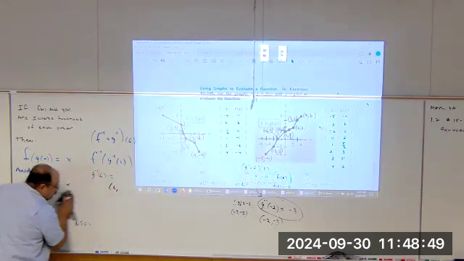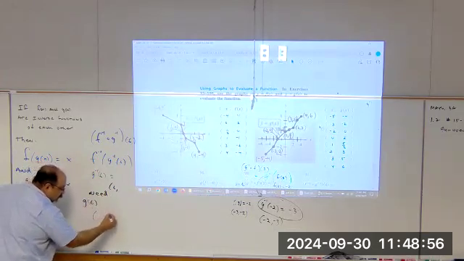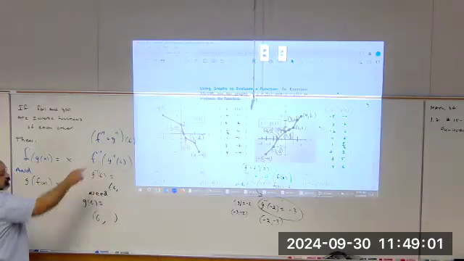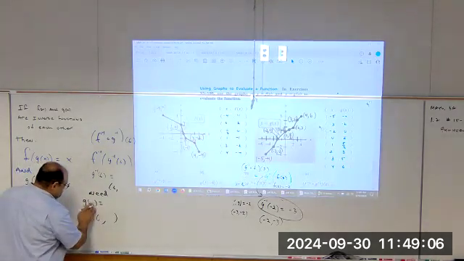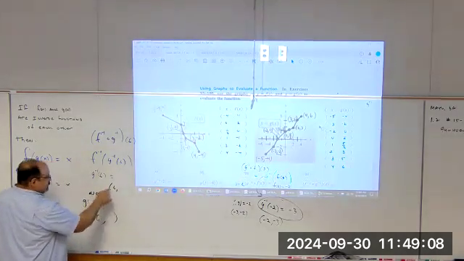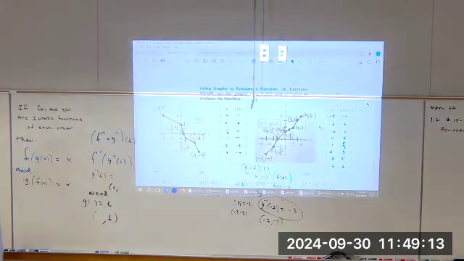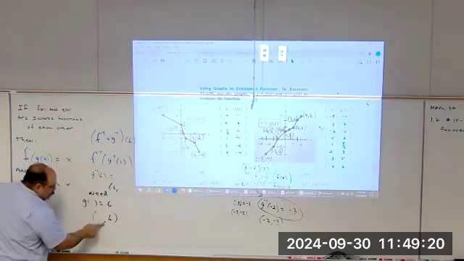So to figure this out, we need g of 6 because we're going to switch the ordered pairs. Oops, my bad, not g of 6. That's the x, so this is the y. When does g equal 6? When we plug in 4, we get 6.